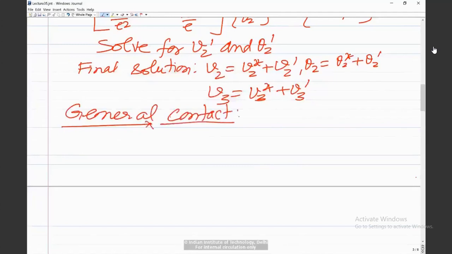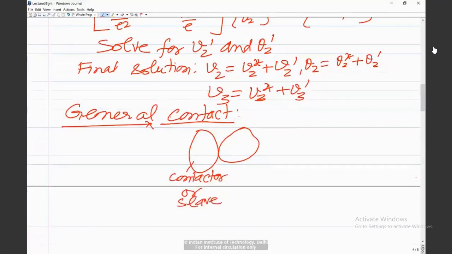So first thing is, in the terminology of contact mechanics, we have two or more bodies coming in contact. So we actually assign some name to these bodies. One body is known as contactor or slave body, and the other body is known as the target or master body. That is the nomenclature used in contact mechanics.